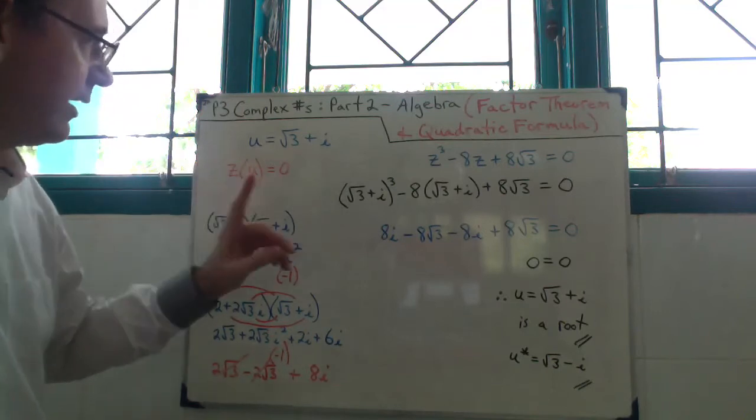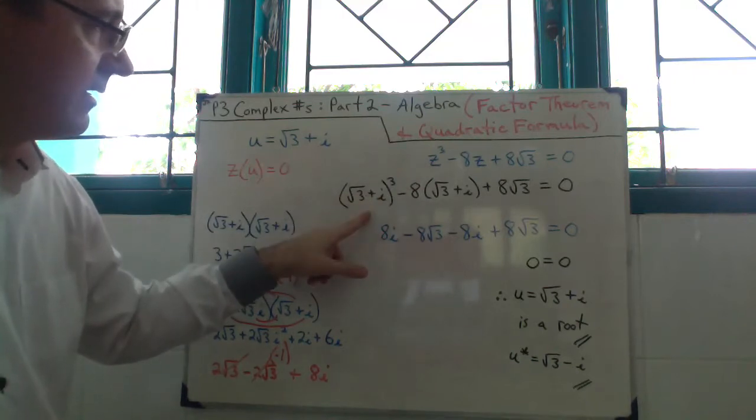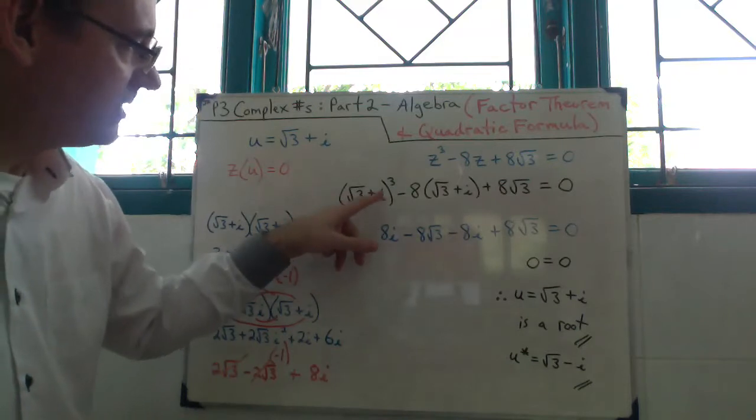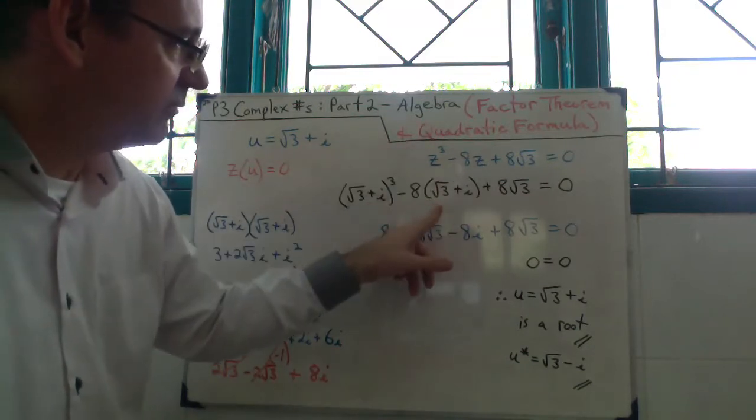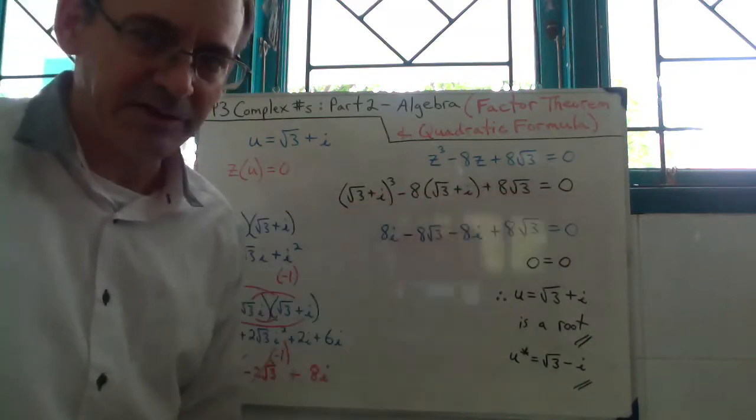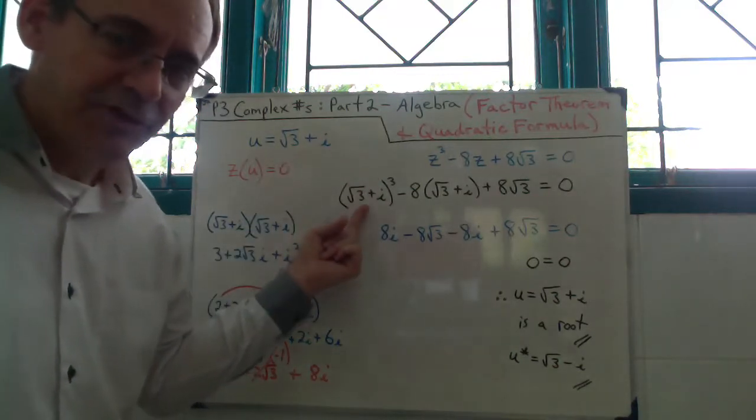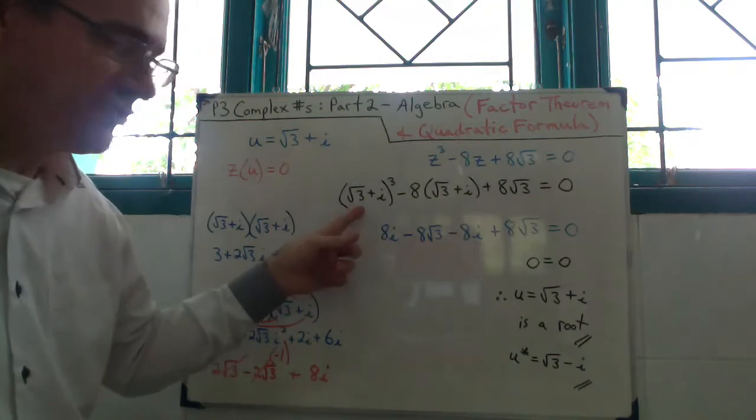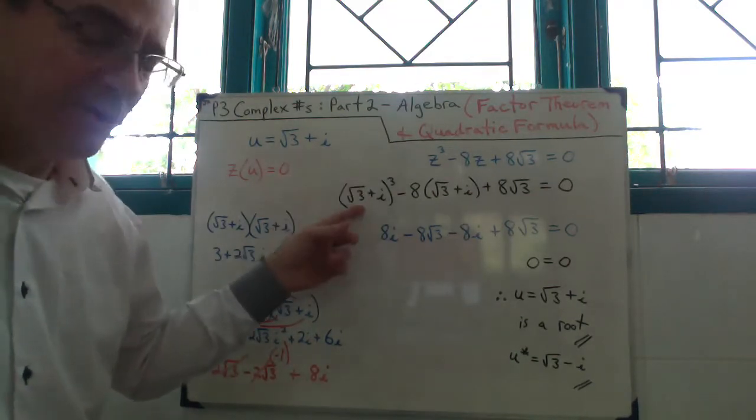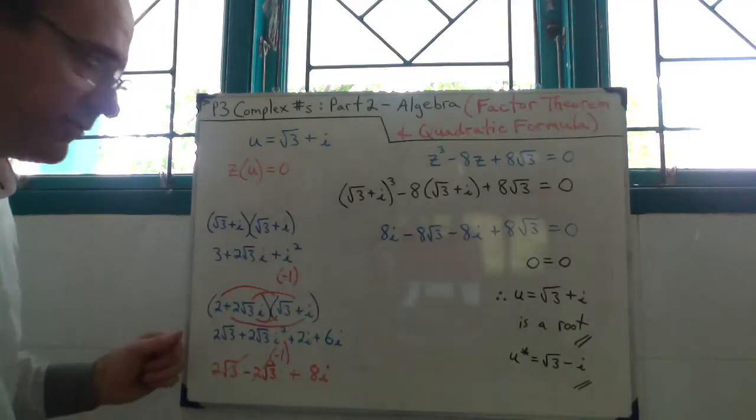So we're going to plug u in. U is root 3 plus i. We plug it in for z. We're just evaluating the function. Root 3 plus i cubed minus 8 times root 3 plus i plus 8 root 3 equals 0. We want to demonstrate that this is true. Well, here we have a cube. And so unless you're really good with Pascal's triangle and working this out as a binomial expansion, you might want to just manually do it yourself.